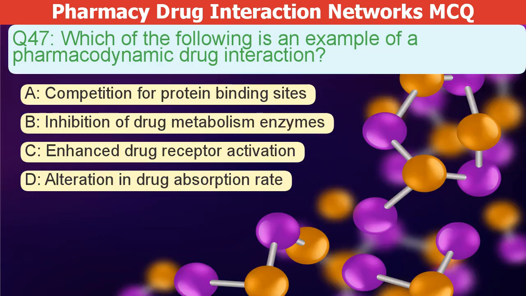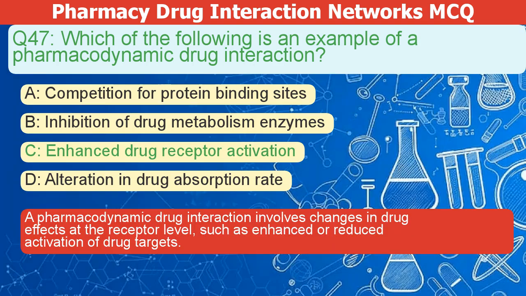Which of the following is an example of a pharmacodynamic drug interaction? A. Competition for protein binding sites. B. Inhibition of drug metabolism enzymes. C. Enhanced drug receptor activation. D. Alteration in drug absorption rate. The correct answer is C. A pharmacodynamic drug interaction involves changes in drug effects at the receptor level, such as enhanced or reduced activation of drug targets.